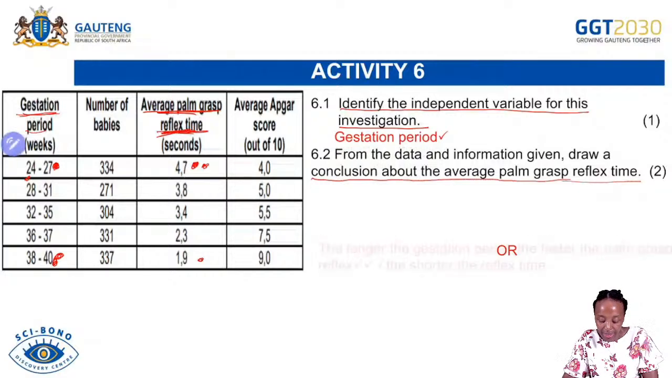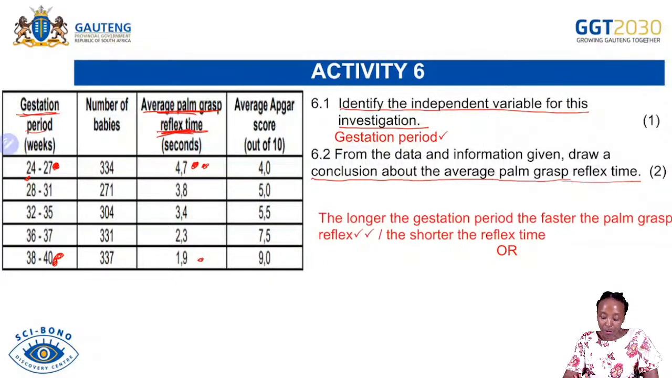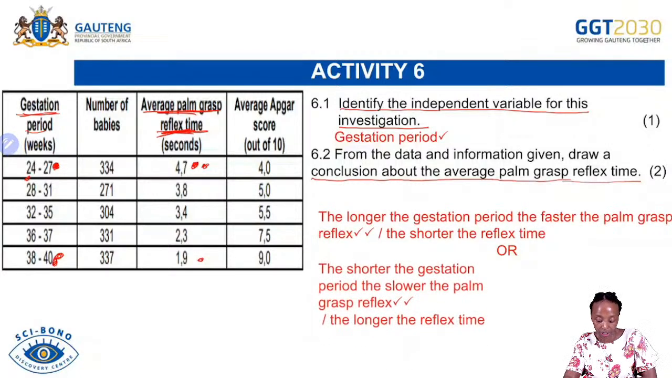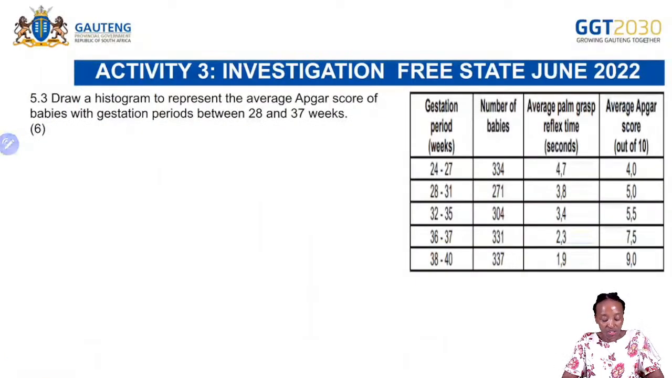So let's look at the answer. The longer the gestation period, the faster the palm grasp reflex, or the shorter the reflex time. Or the shorter the gestation period, the slower the palm grasp reflex, and the longer the reflex time. Now the last question, an easy question: draw a histogram to represent the results.